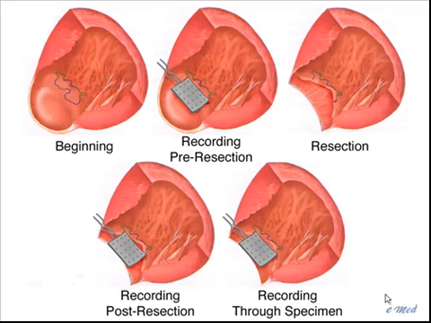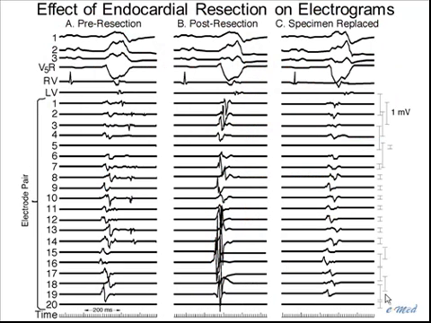Here's an anterior apical infarction, and we'd map during VT, map during sinus rhythm right before a resection, do the endocardial resection with the heart warm and beating, presumably eliminating some of the circuit, and then record over that area afterwards. And then we put the specimen back in place just to see what effect that would have, at the behest of one of my fellows at the time. This is what we found.